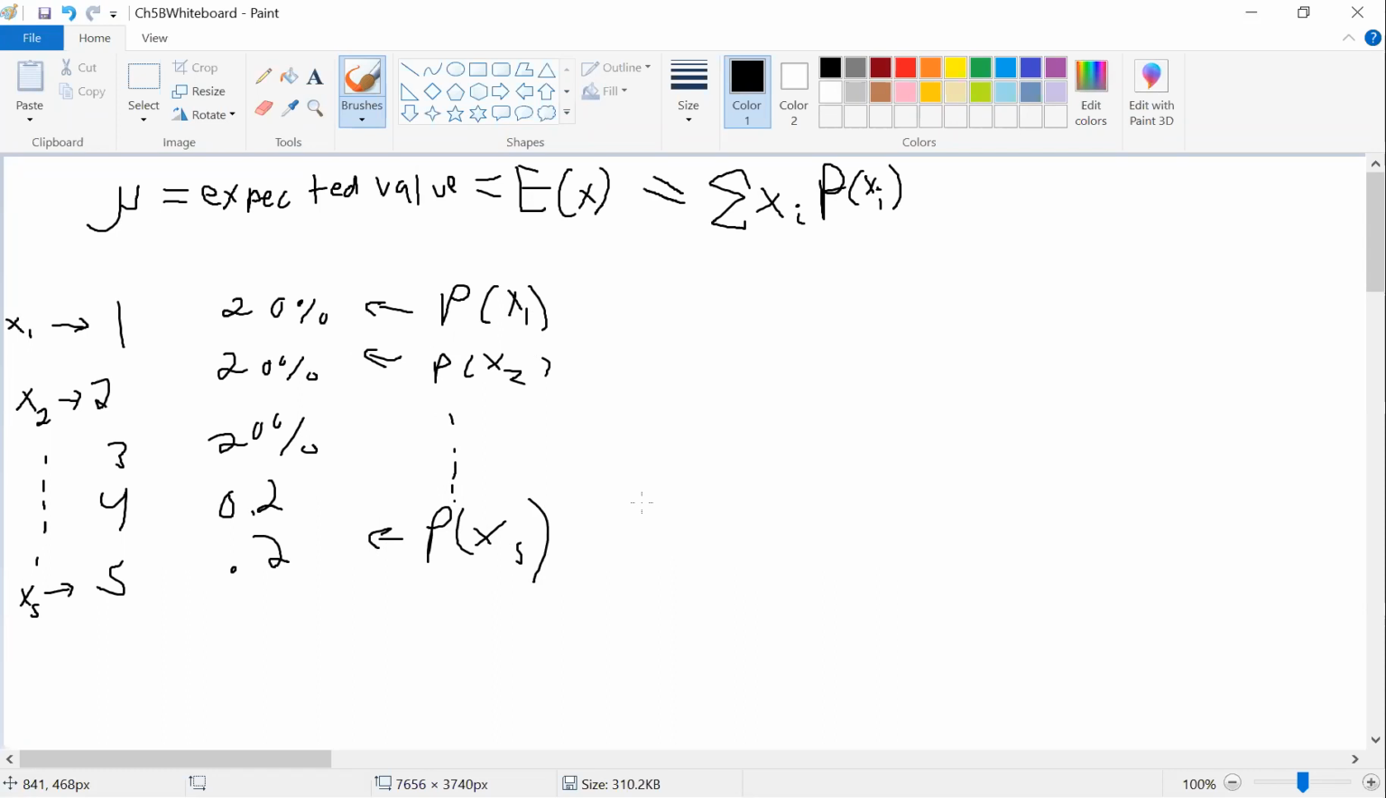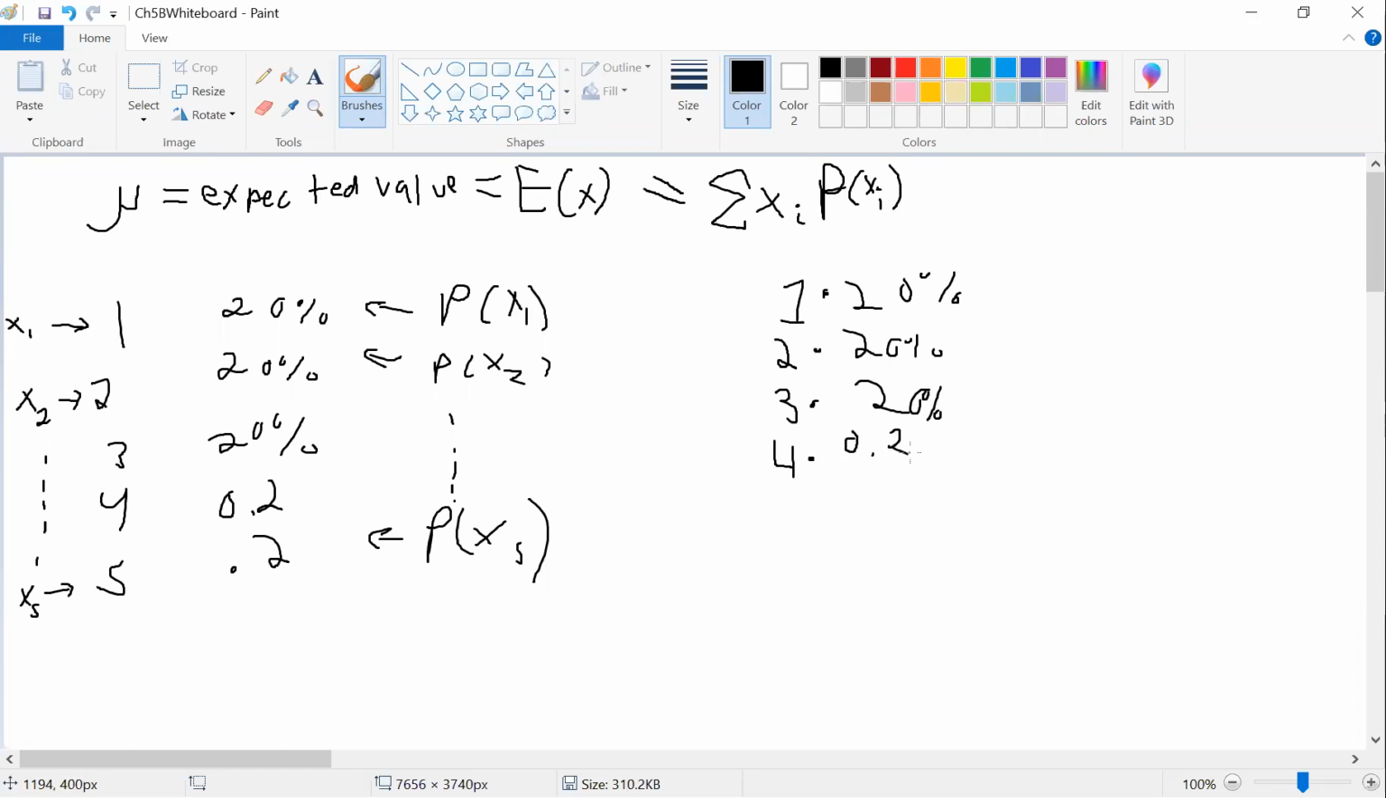Okay, so now we have this little table as an example. Let's actually see what this formula means. So we're going to add up all of the products of a value and the probability of that value happening. So for example, we have x1 as 1. So we'd have 1 times the probability of getting 1, which is 20%. Let's go to our next one. We have our next x_i is 2. That's our x2. And the probability associated with getting 2, P of x2, is 20%. Our next x value is 3. And the probability associated with getting 3 is 20%. Our next one is 4, and the probability associated with getting a 4 is 20%.